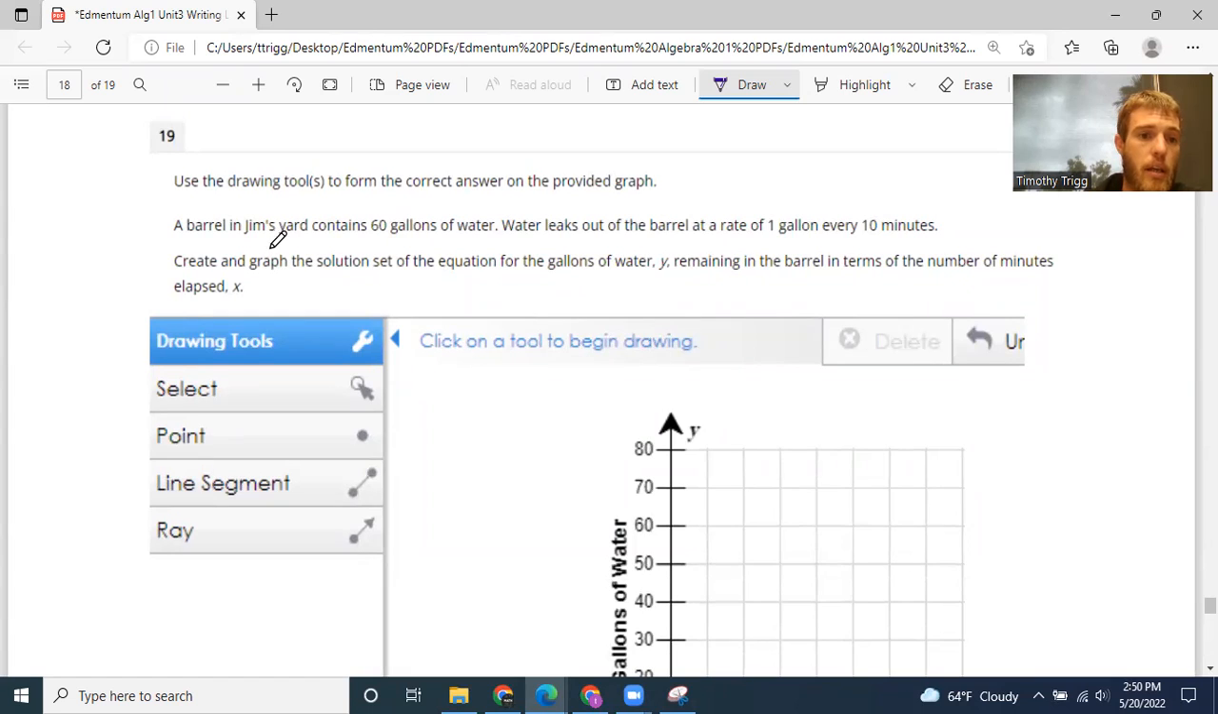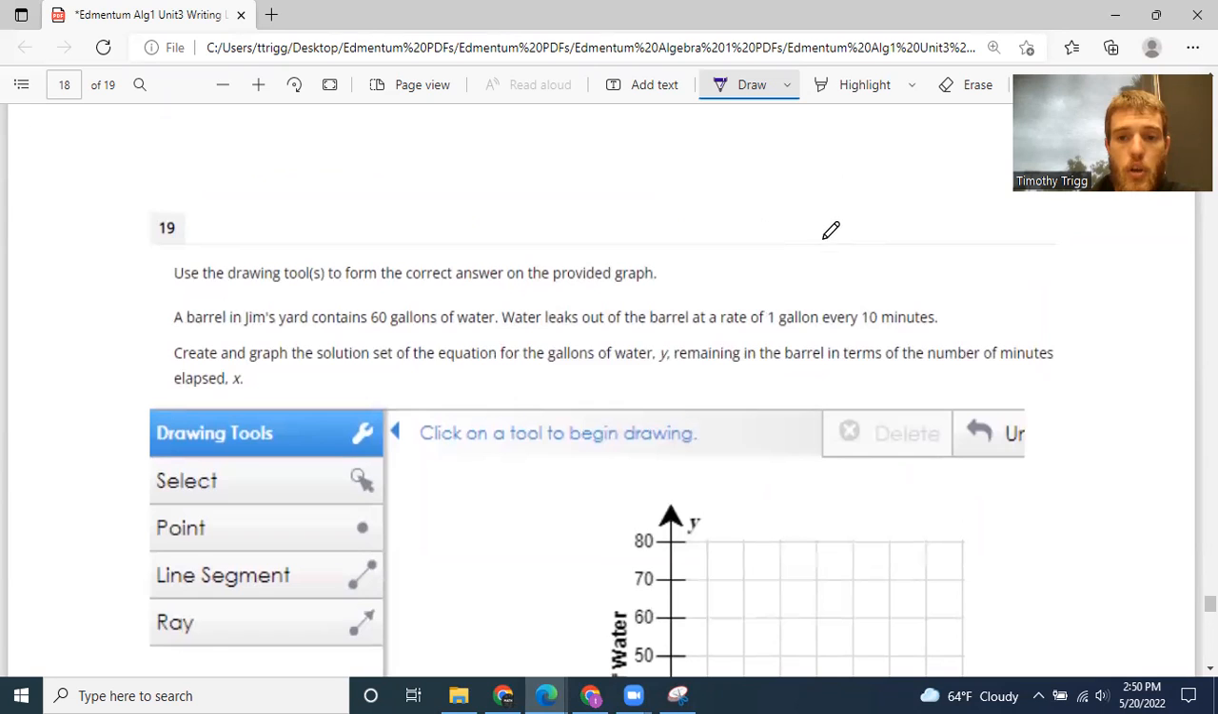A barrel in Jim's yard contains 60 gallons of water. Water leaks out of the barrel at a rate of 1 gallon every 10 minutes. Create and graph the solution set of the equation for the gallons of water y remaining in the barrel in terms of the number of minutes elapsed x. So again, we want to be in slope-intercept form. Our starting amount is your b. So in our case, our b is 60.